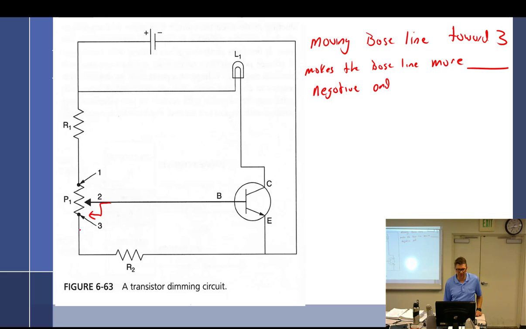So it's going to come down here. So this is the negative side. So more negative, and so it's going to dim the light. But why does it dim it? Because the base is not as positive. I'll buy that. Dims light.